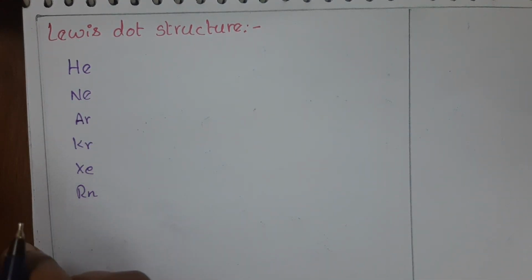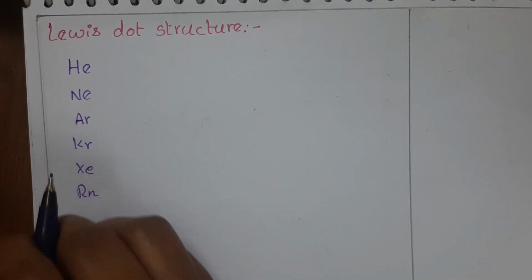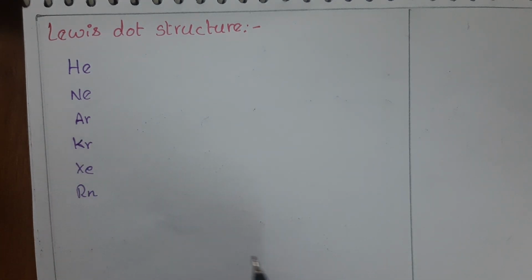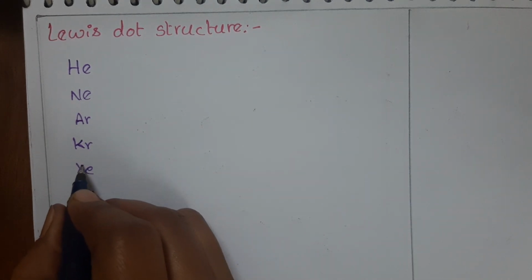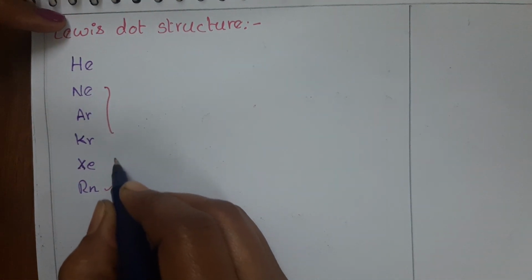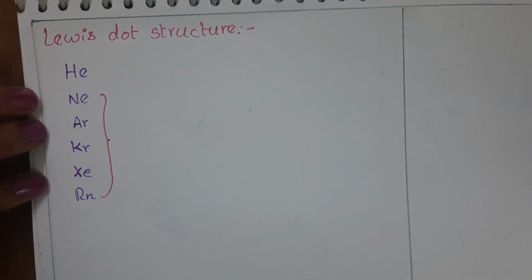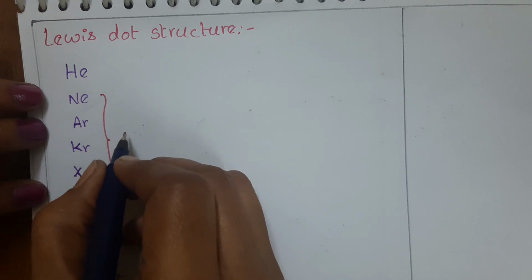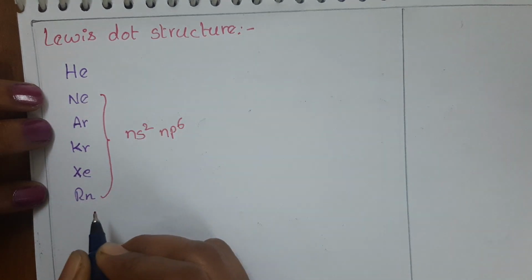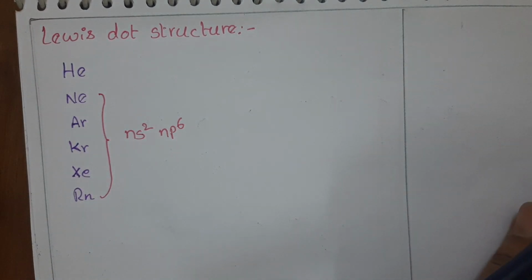Here, zero group elements participate in very few reactions, only under certain conditions. It is nothing but these are highly stable in nature. Why are these stable in nature? Because these elements contain 8 electrons in their valence shell. That means behind the high stability of these elements, we have one reason, that is these elements contain 8 electrons in their valence shell. The general electronic configuration of these elements is ns2 np6 except helium.